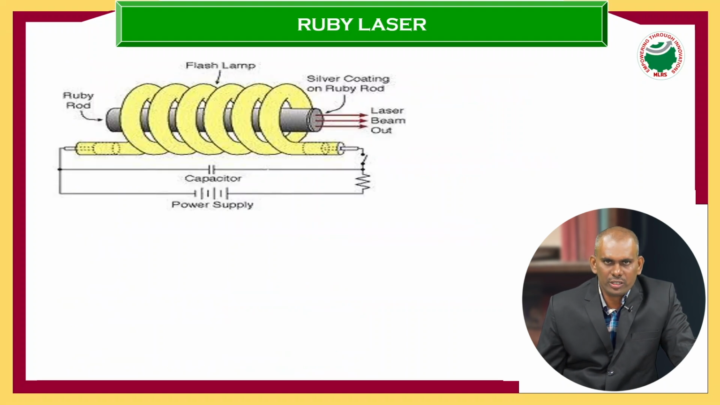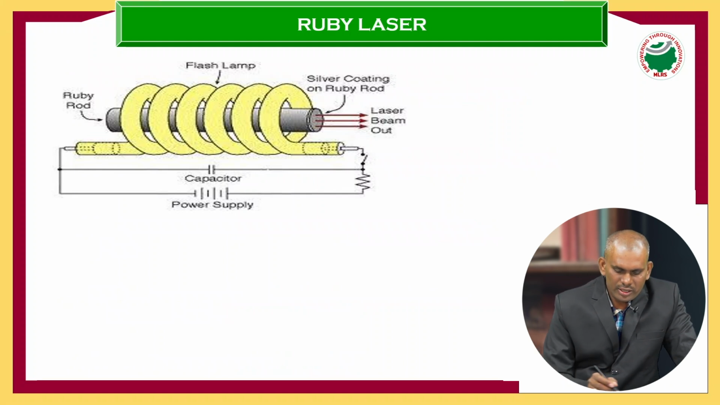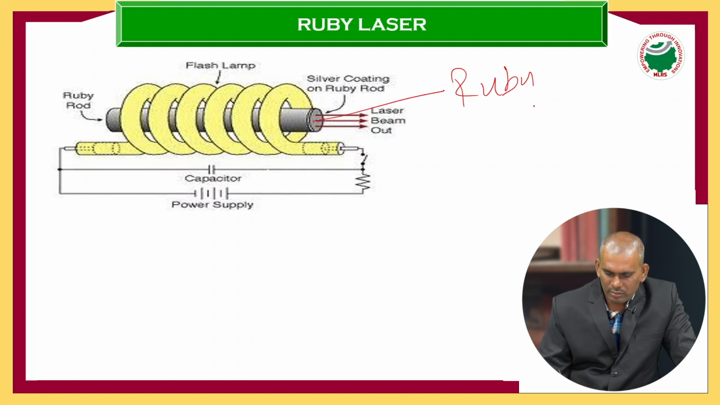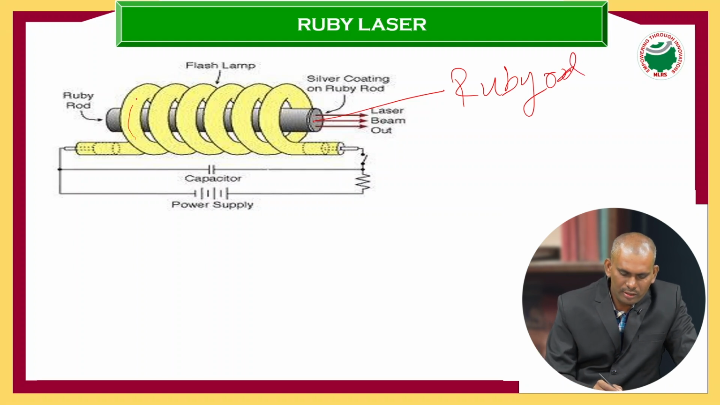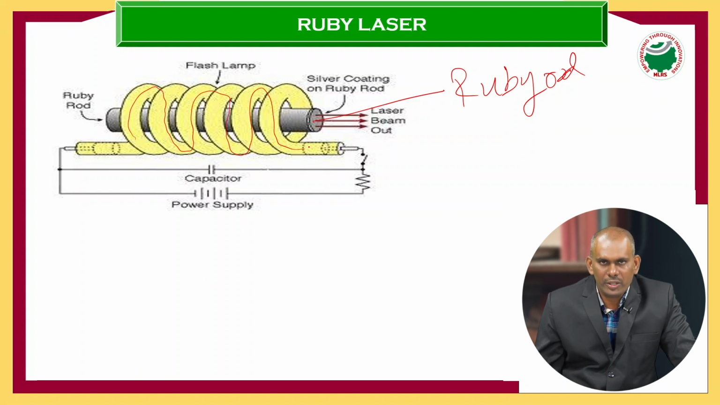Now coming to the construction. Construction of ruby laser, let us see. Here in this image, you can see the construction of ruby laser. This is the ruby rod, the active medium we are using, and this yellow helical flash lamp is a helical xenon flash lamp. The purpose of using the flash lamp is to provide optical pumping to the active medium. As I told you, optical pumping we are using. To provide the light energy, we are using this helical xenon flash lamp. Inside the xenon flash lamp, we are inserting the ruby rod.